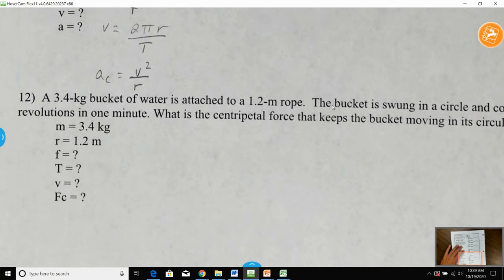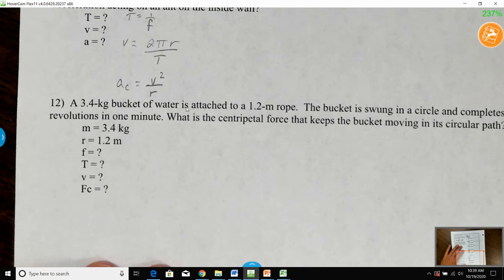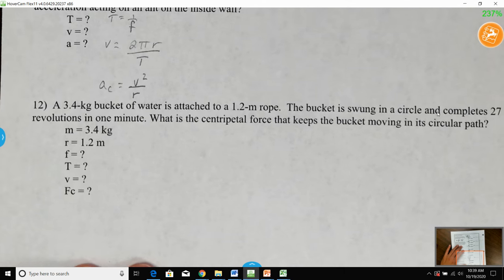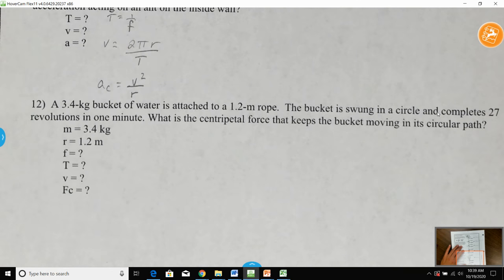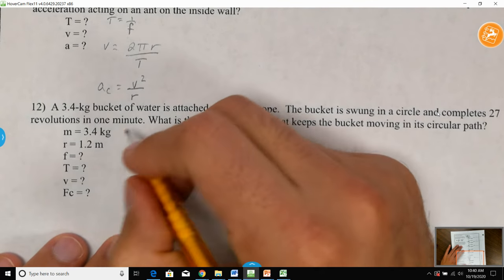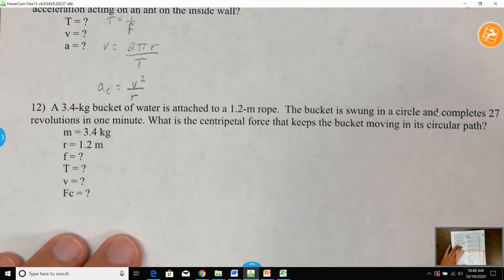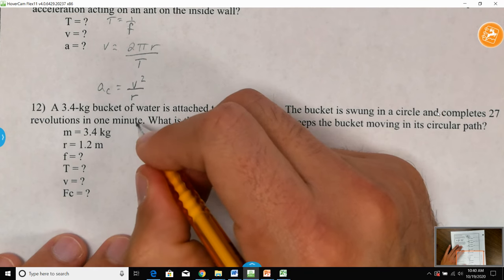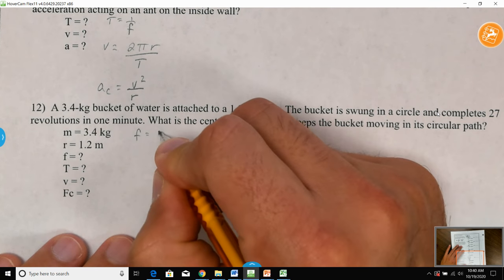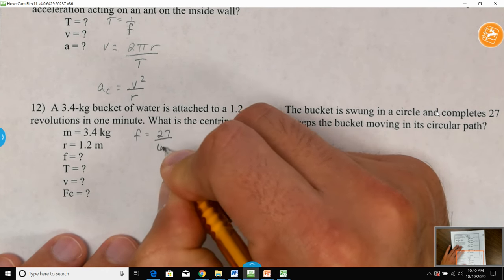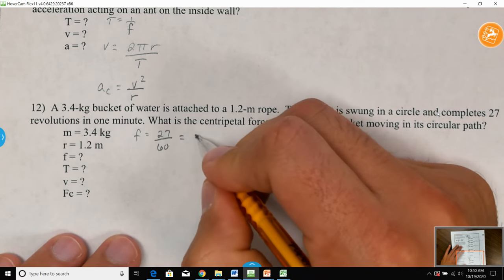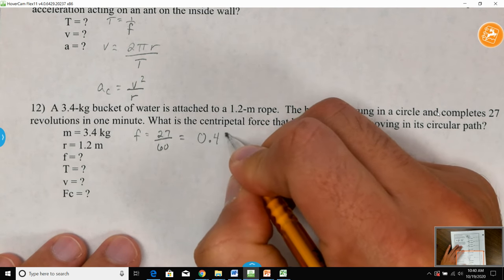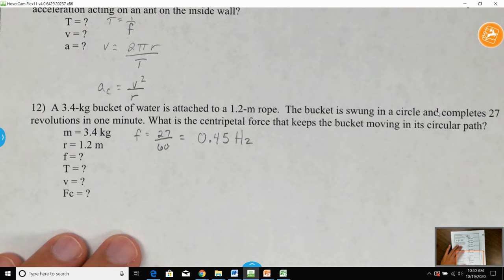The last one, you have a mass, you have a radius, and this thing completes 27 revolutions in 1 minute. So first, frequency. This would give us RPM, revolutions per minute. We have to get it out of that. So the frequency would be 27 per 60, which gives us 0.45 hertz as your frequency.